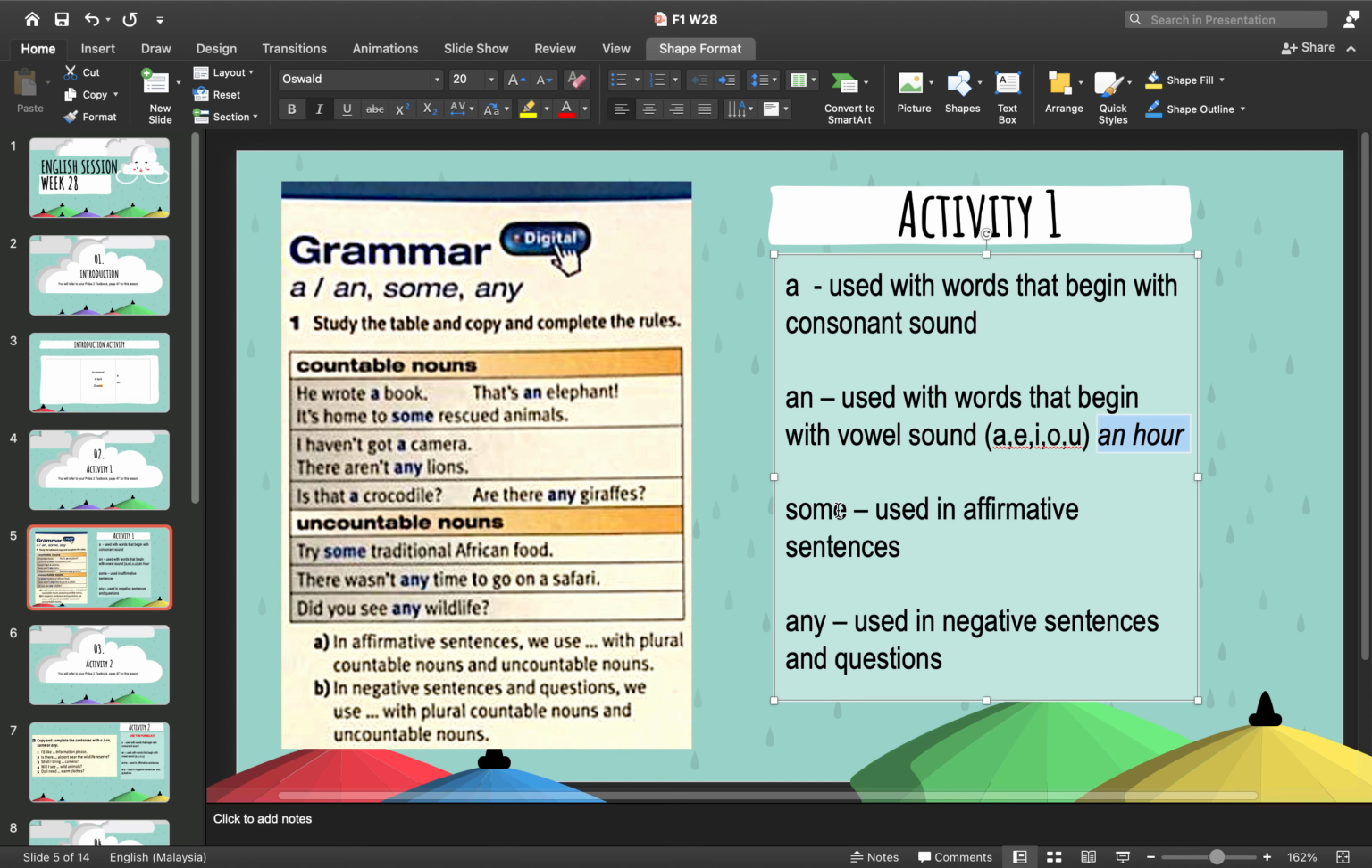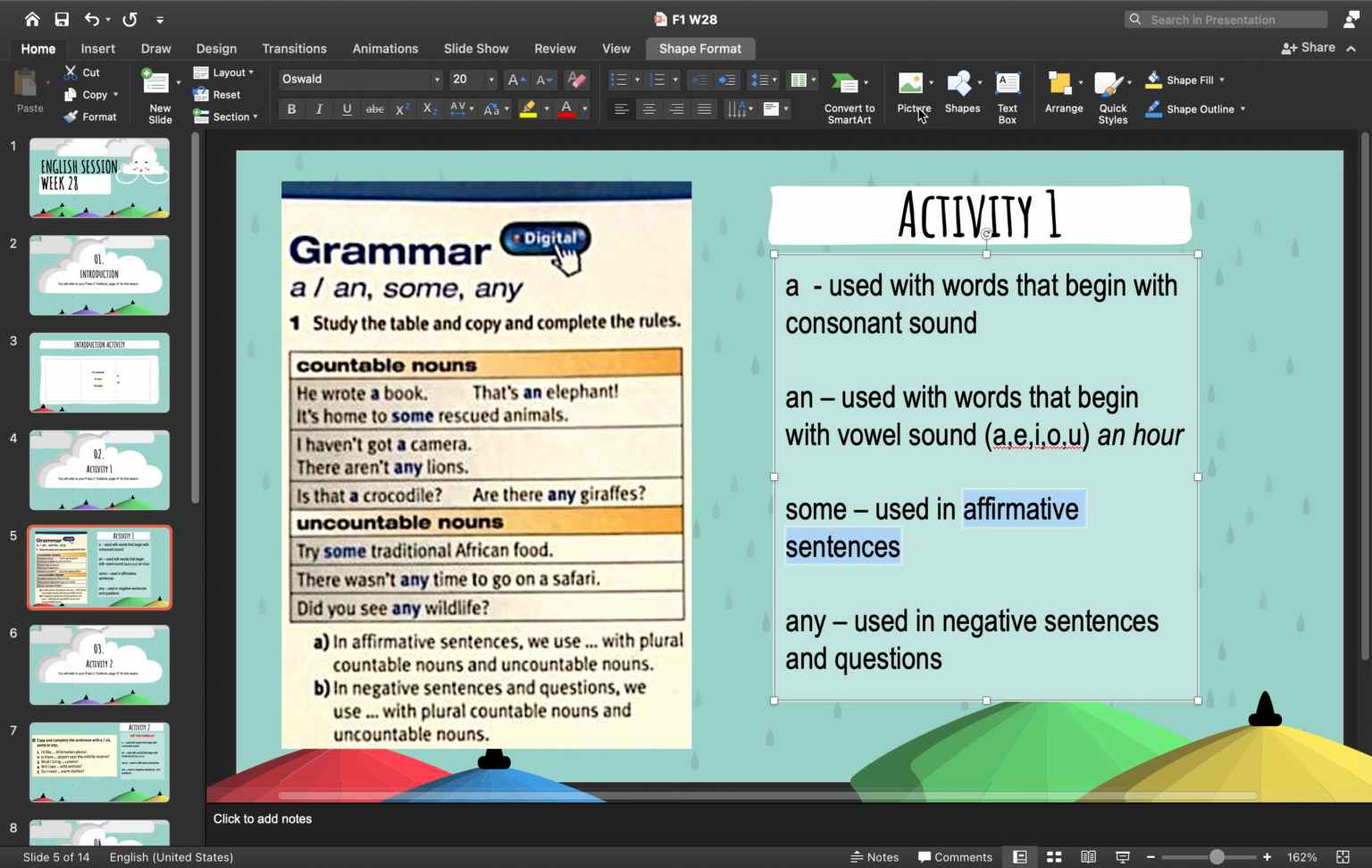Okay, and then we have some used in affirmative sentences. Kita ada perkataan some. Some ni macam sedikit. It's used in affirmative sentences. Dia dipakai dalam ayat affirmative, tak kira lah benda tu countable ke, uncountable ke, boleh kira atau tak boleh kira.